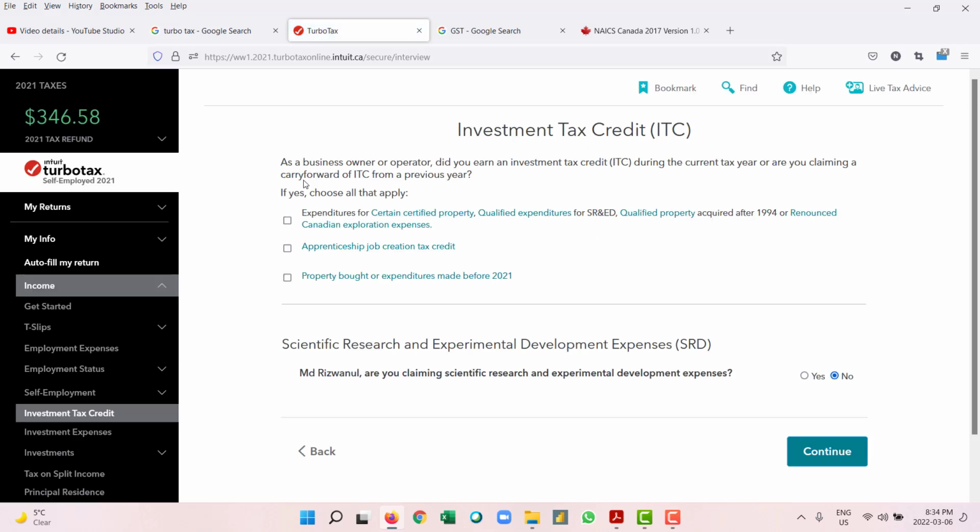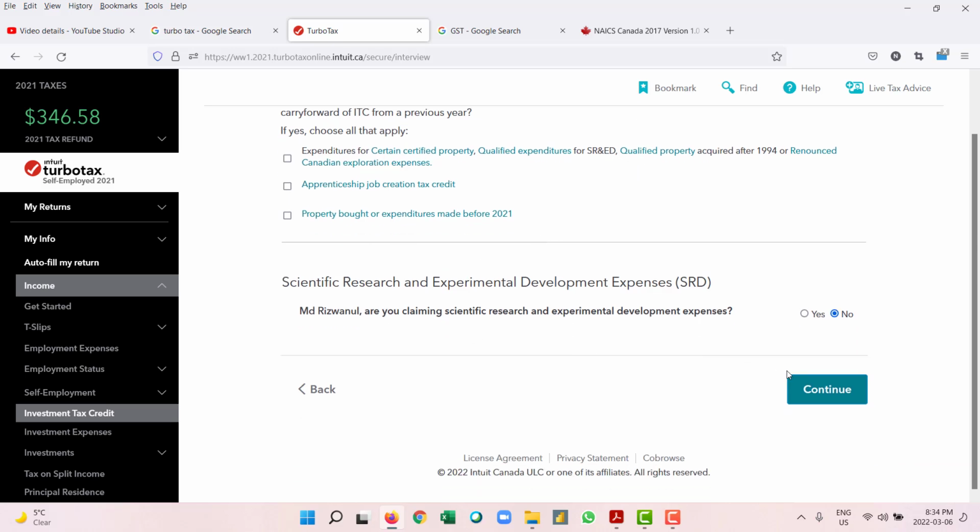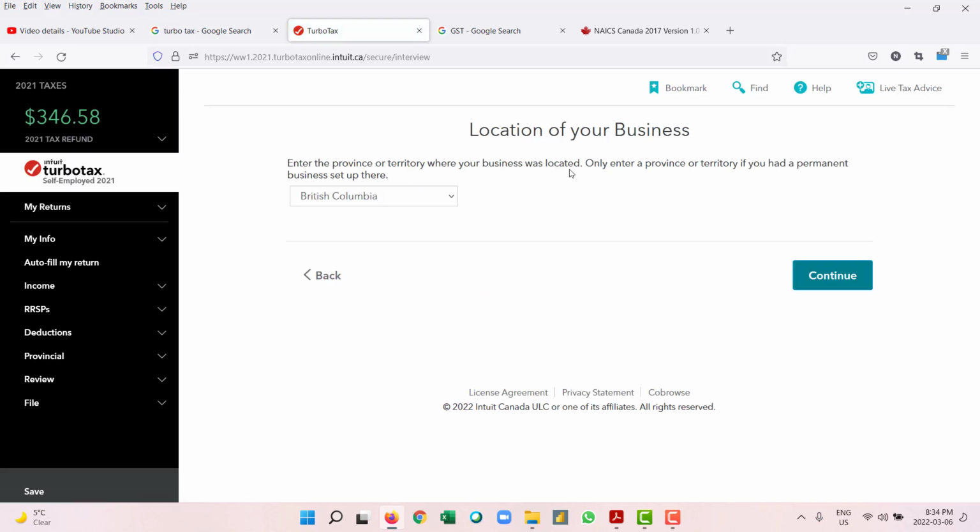Investment tax credit. As a business owner operator, did you earn an investment tax credit during the current tax year? No, I actually did not earn any investment tax credit. I did not earn anything. Are you claiming scientific? No, no, no. Enter the province your business is located in: British Columbia.